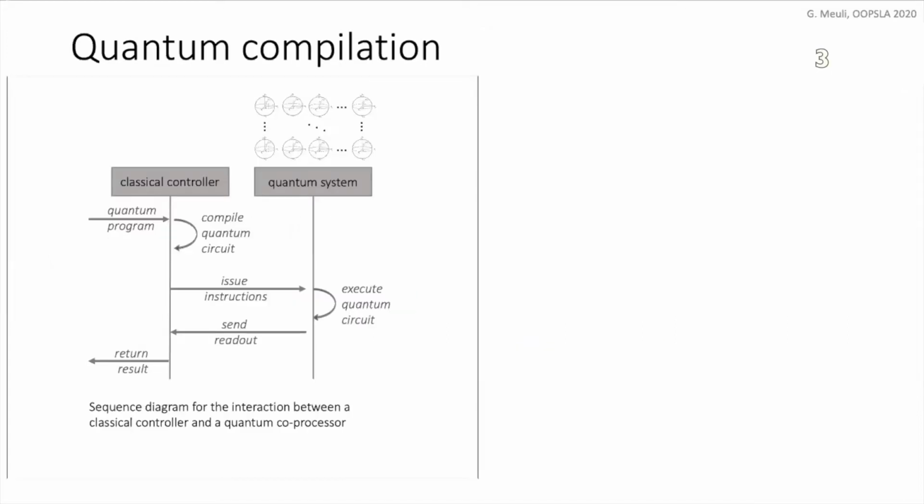The sequence diagram illustrates the interaction between a classical controller and a quantum coprocessor. A quantum program consists of classical and quantum instructions. The classical controller compiles a quantum circuit from the high-level specification in the quantum program. The instructions in the compiled quantum circuits are sent to the quantum computer, which executes them on the quantum registers. After executing the circuit, classical measurement results are sent to the controller, which may use them to decide on the quantum instructions to perform next. This is repeated until the classical controller returns the final result of the quantum program.